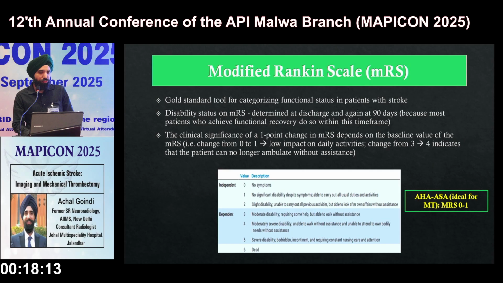Another clinical scoring is the modified Rankin scale. It basically tells us about the disability status determined at discharge and again at 90 days, because most patients who achieve functional recovery do so within this time frame. So an ideal candidate for a mechanical thrombectomy has an NIHSS score of 6 to 25 and a modified Rankin scale of 0 to 1.